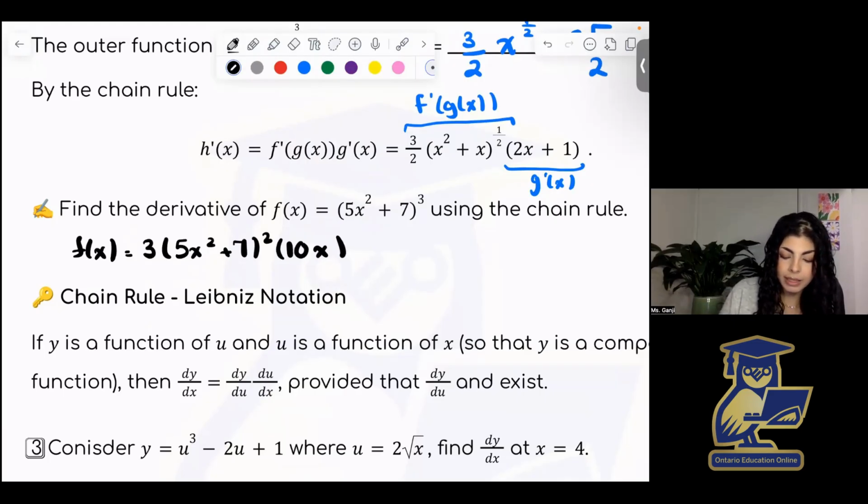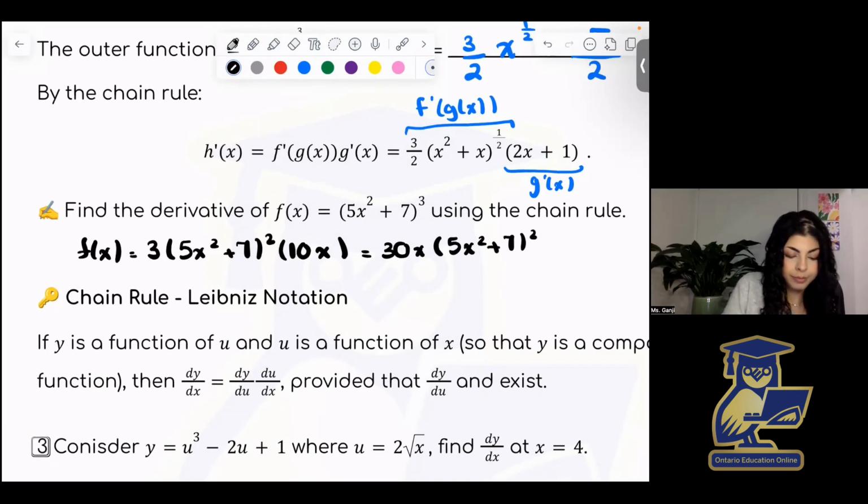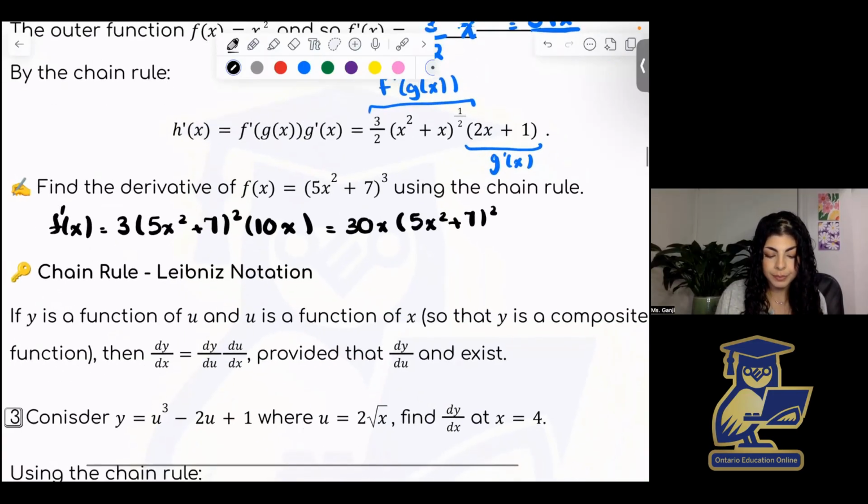And you can expand this to make it look a little nicer. So we have 30x and then 5x squared plus 7 squared. And there you go. Oh, and I missed that there. And that would be our derivative function for f of x.